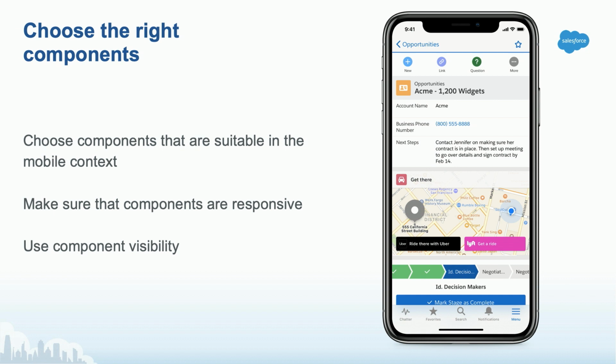And then make sure that your components are responsive. There are some standard components that are not responsive as yet, and putting non-responsive components in your mobile view will not be the best experience for your users. So make sure that the components are responsive to the mobile view. And last but not least, again, use component visibility to make sure that only the components that are relevant and right for the mobile context are on the mobile view.